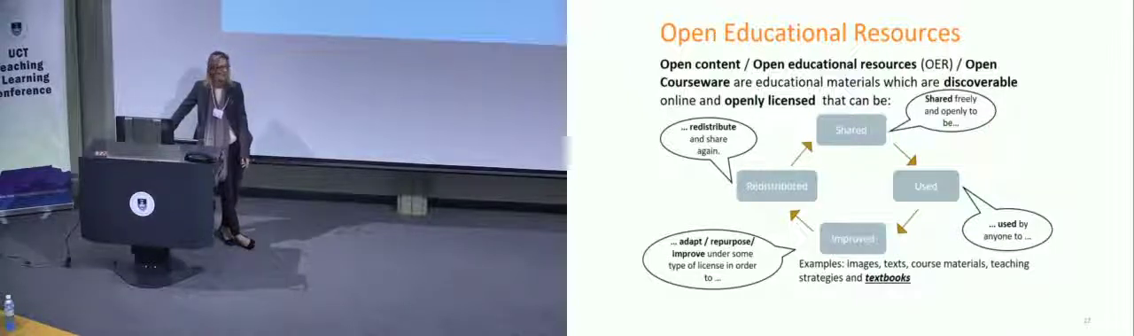An open education resource can be something as simple as a photograph. It can be a single image that you share with the Creative Commons license. You keep your copyright and your attribution, but you allow people to use it. It can also be texts, course materials, teaching strategies, and also textbooks.